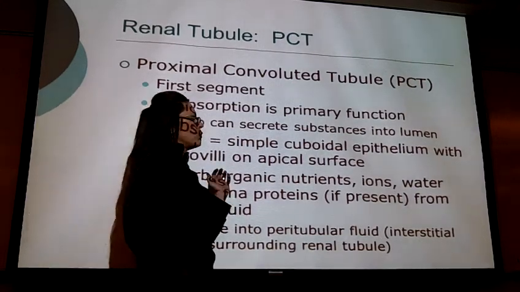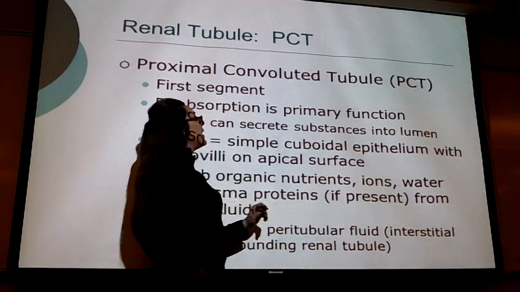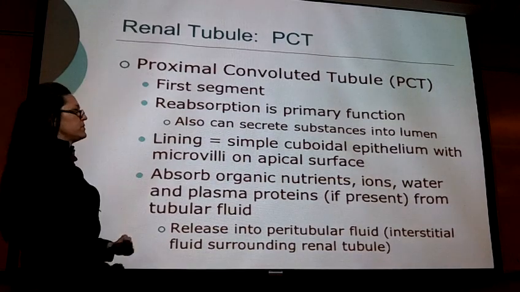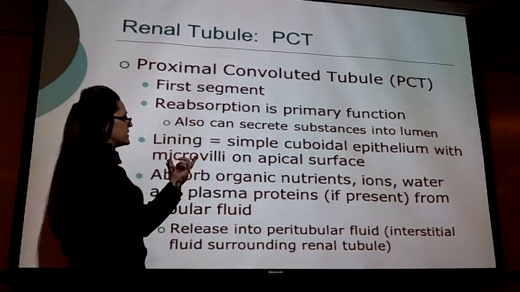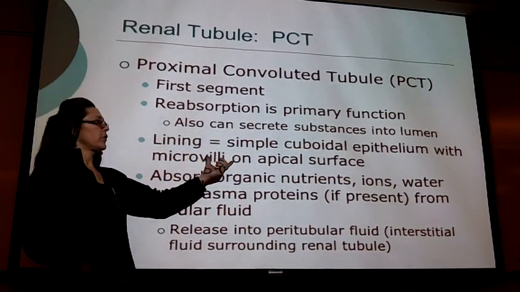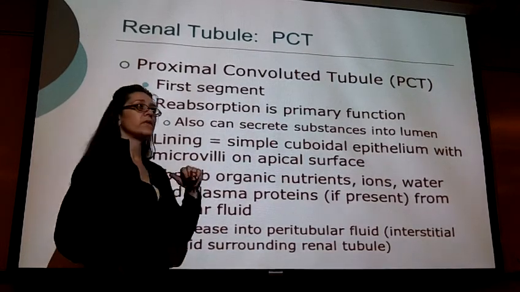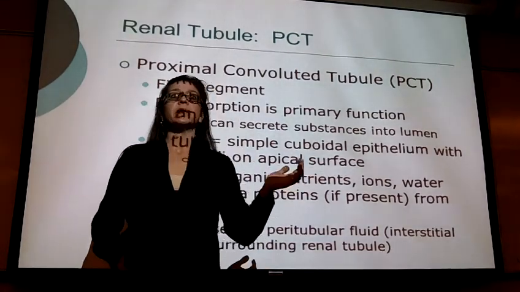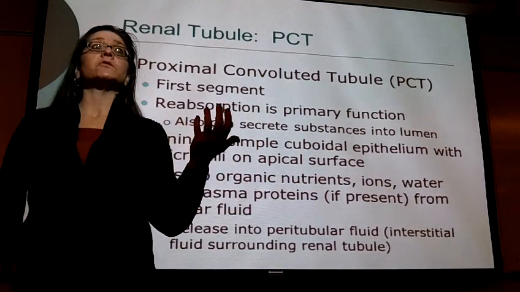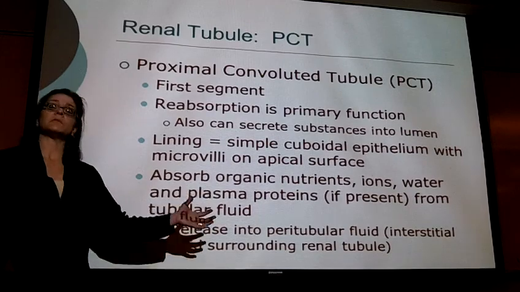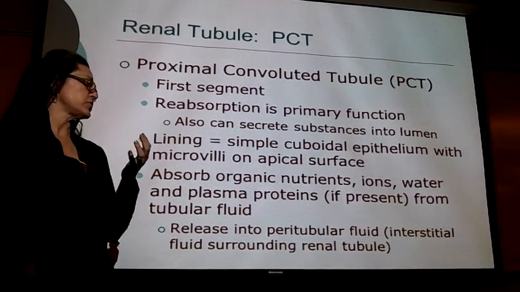Water can either go right through the membrane of these simple cuboidal epithelial cells, which you see have microvilli on their apical surface, and that should make sense. Microvilli is there to increase surface area. Why do we want to increase surface area? Because we're reabsorbing a lot of material. So let's make that surface area larger.